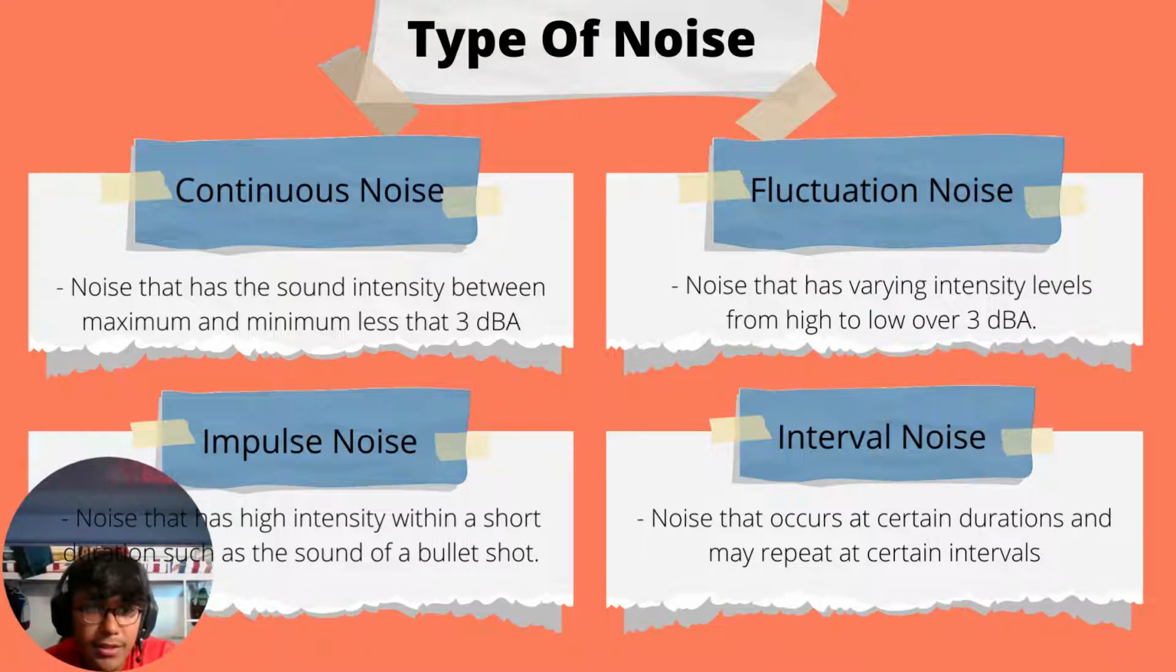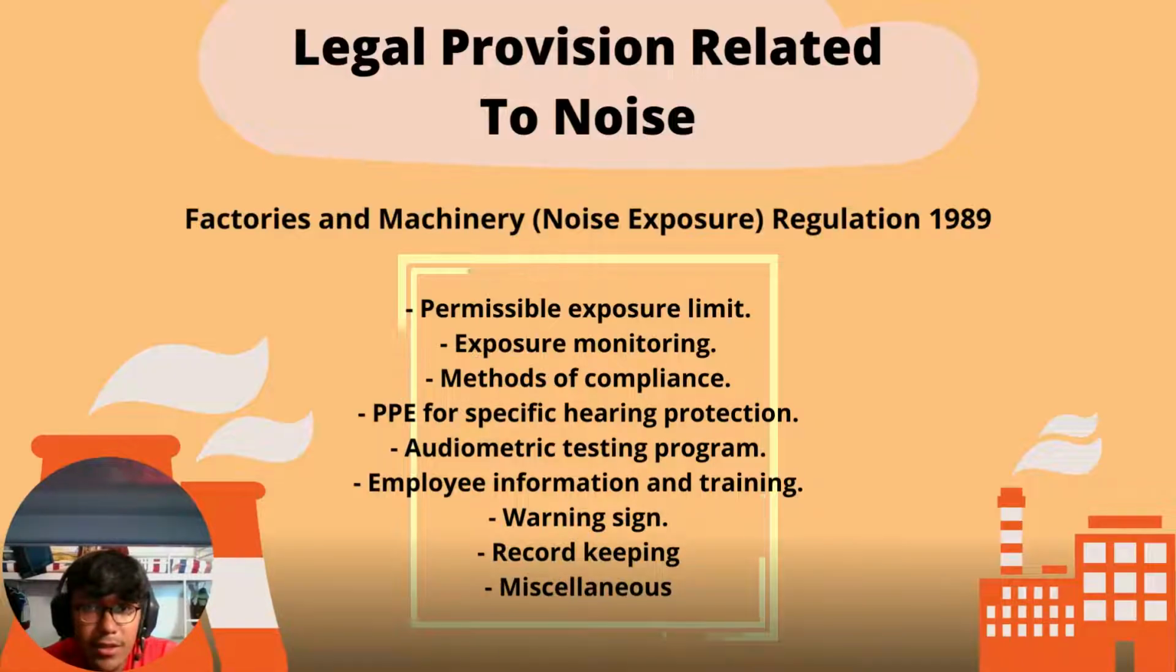Continuous noise is sound intensity between the maximum and minimum of less than 3 decibels. The second one, fluctuating noise, has a varying intensity level from high to low and over 3 decibels. The third one is impulse noise, which has a high intensity within a short duration, such as the sound of a bullet shot. The last one is interval noise, which occurs at a certain duration and may repeat at a certain interval.